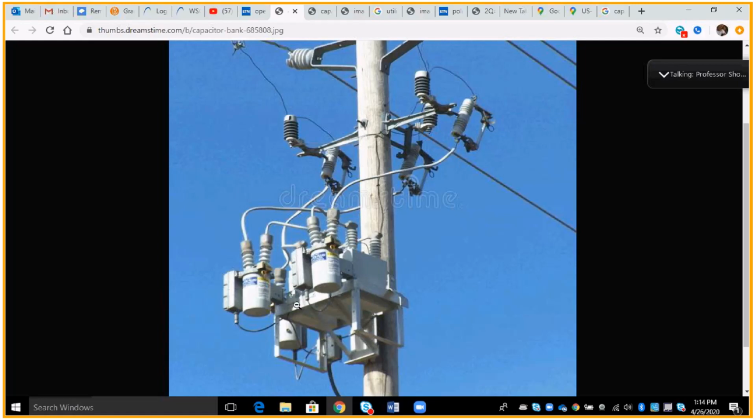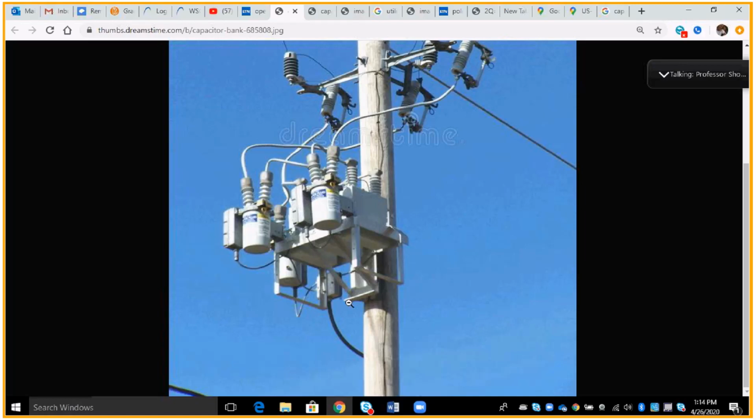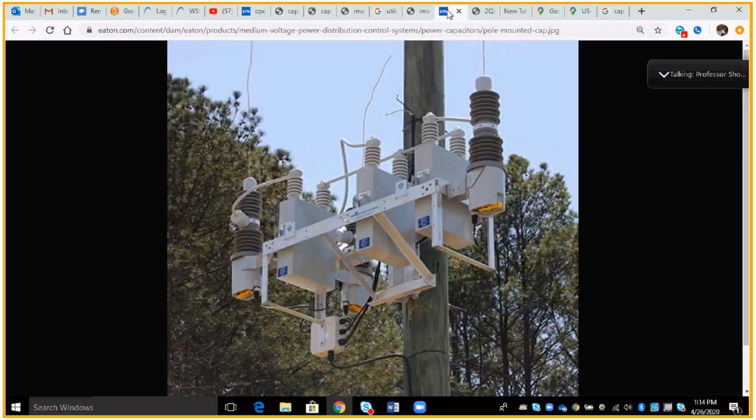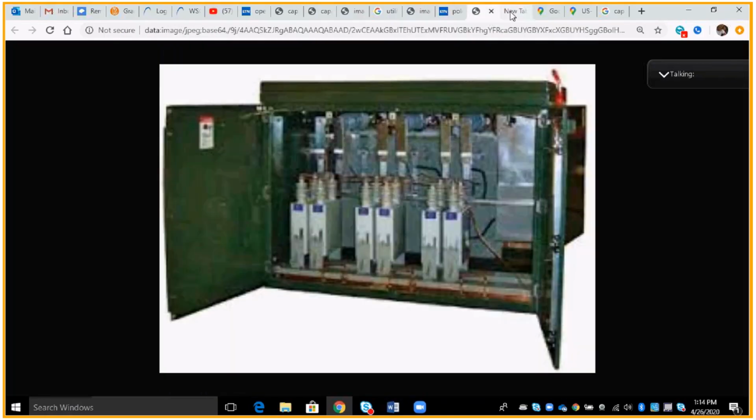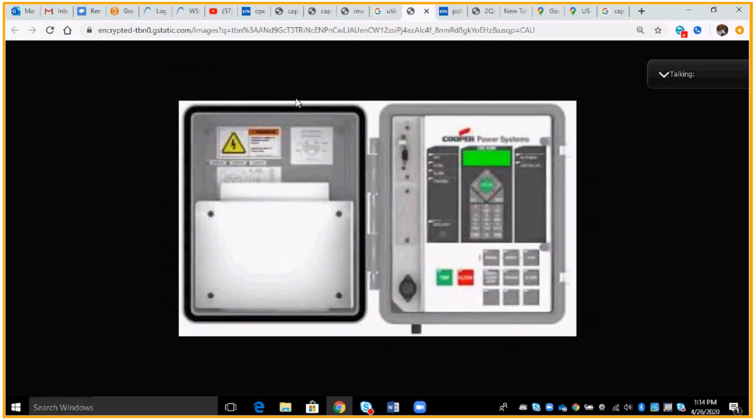Obviously, if I need to open and close capacitor banks through the course of the day, I'm not going to send a lineman out to open and close the switch every single day at 4 in the afternoon or 8 in the morning. This is all automated. You see the control box right here, and that control box cable is going to go down to a control panel. There you go. Our control box.